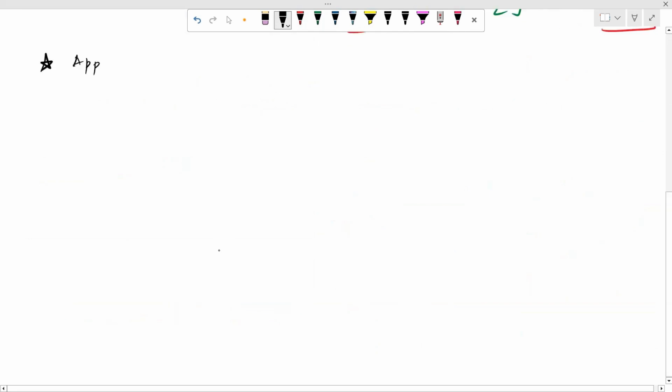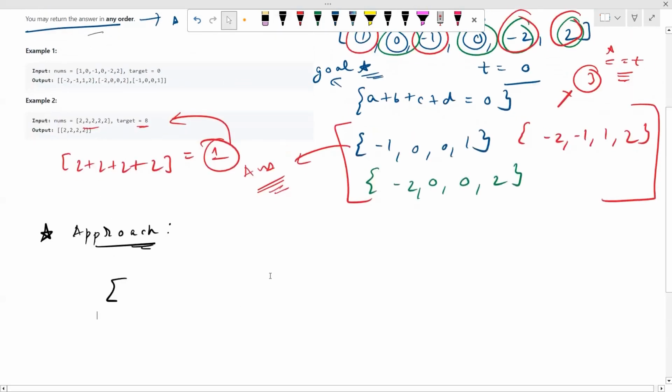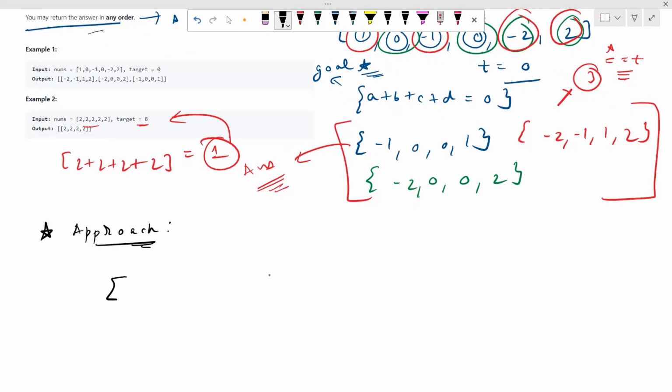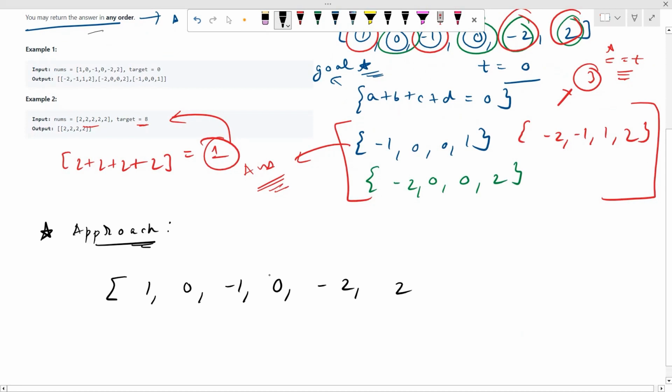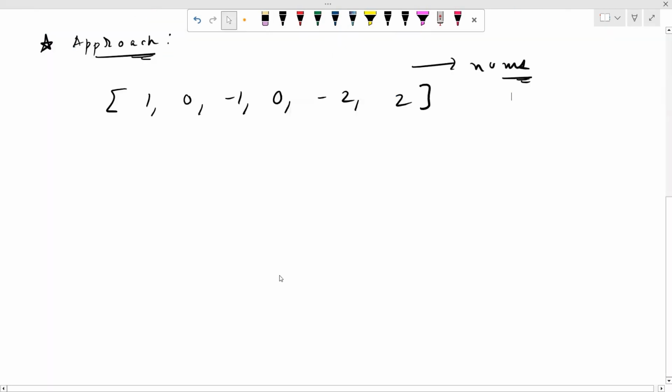So now let's talk about the approach. Initially we are given this array. Let's take this example, which is 1, 0, -1, 0, -2, and 2, right? This is our nums array. So first of all, let's talk about the brute force approach.